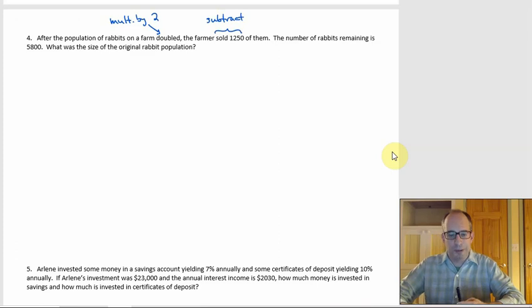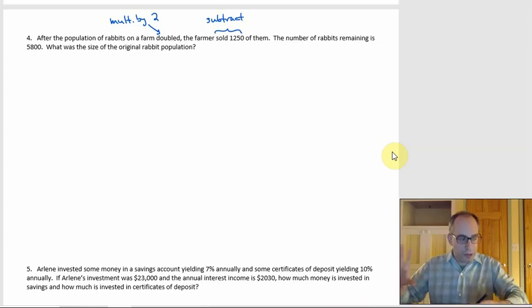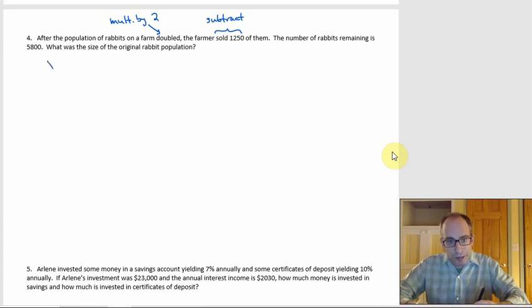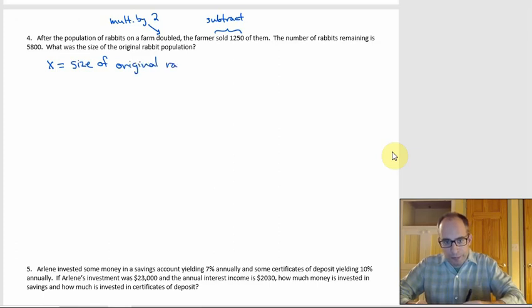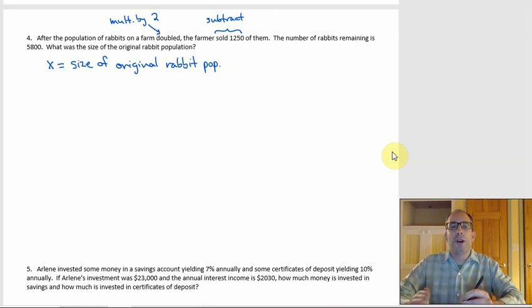So basically what happened to the rabbit population? We can start off with the original population, whatever that is. And that is the thing we're trying to figure out, right? What's the size of the original rabbit population? So I'm going to say that X is going to be the size of the original rabbit population.